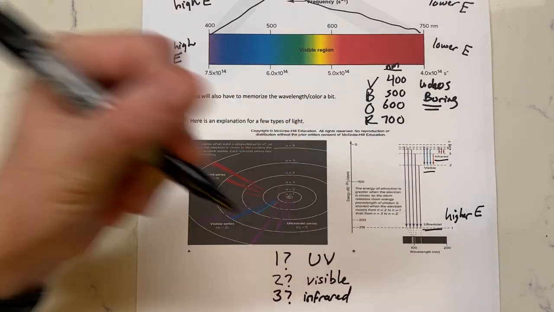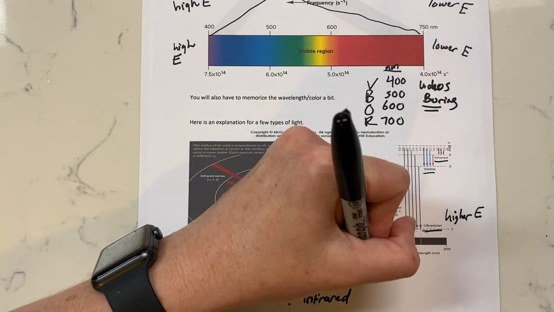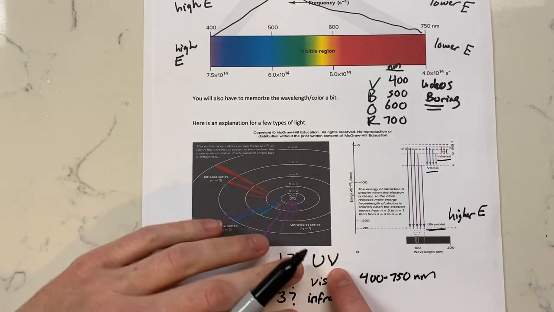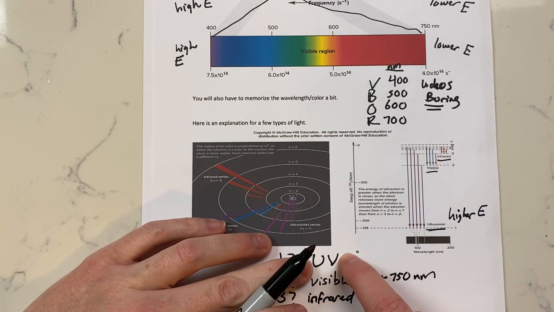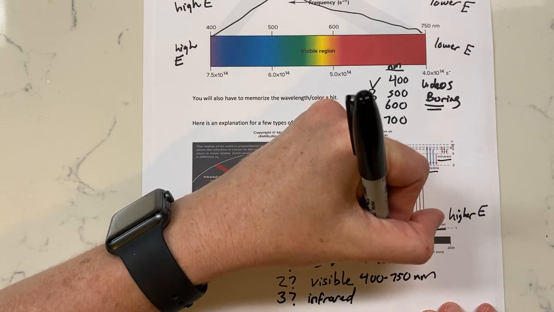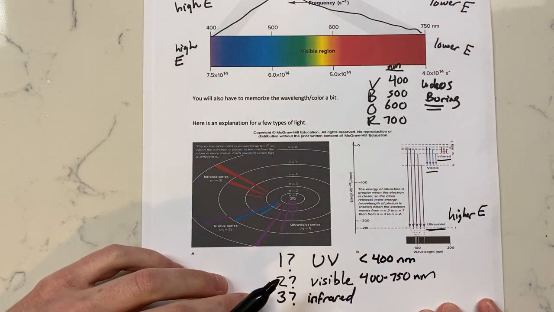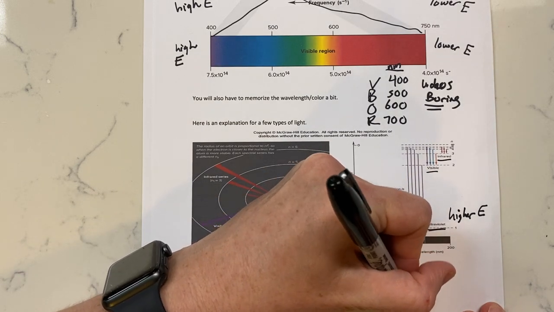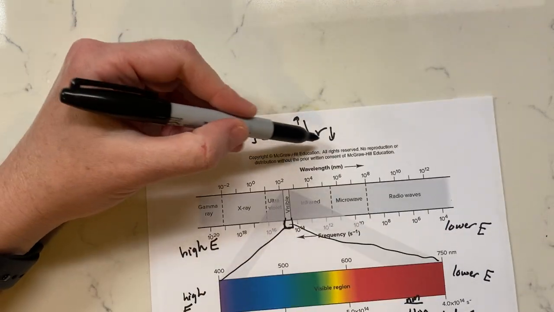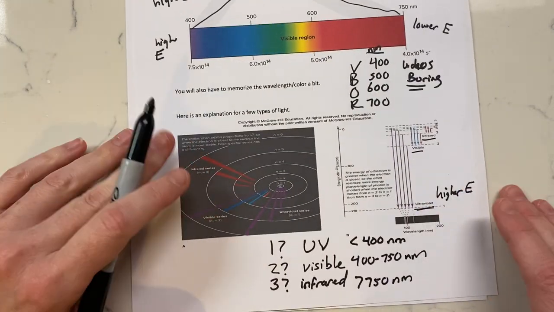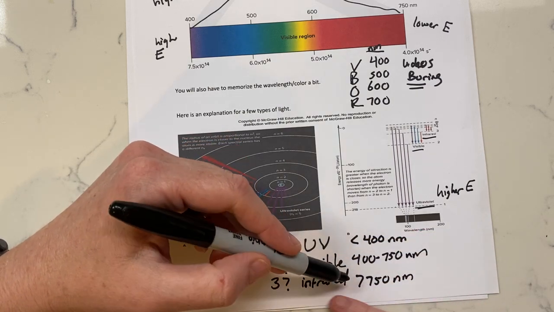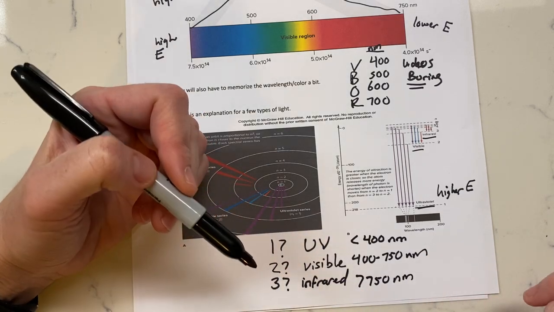And why is that important? Well, we already know that visible light was 400 to about 750 nanometers. We know that UV light must be higher in energy, so that means lower in wavelength, right? So UV light is going to be less than 400 nanometers. And infrared light is going to be greater than 750 nanometers because it's going to be lower in energy, so it's got to have a higher wavelength. Remember that wavelength and frequency are inversely proportional. So that's how I knew that UV was higher energy, so it's got to have a lower wavelength, and infrared is lower energy, so it's got to have a higher wavelength.